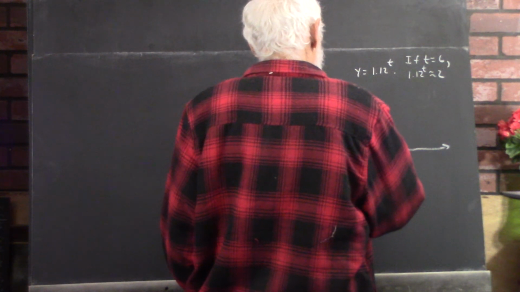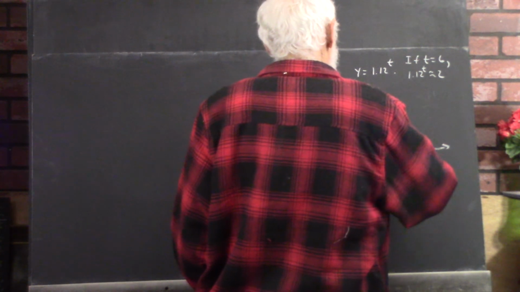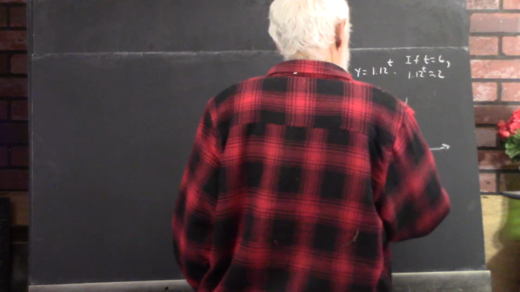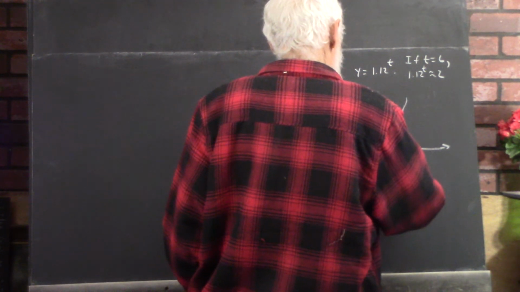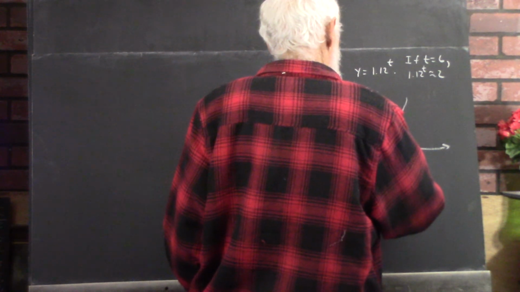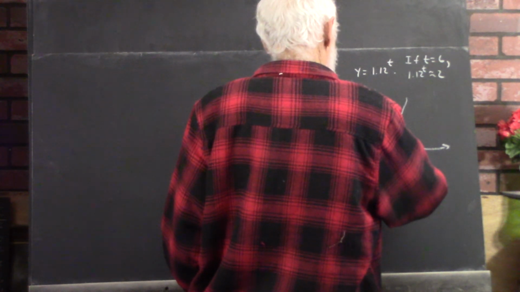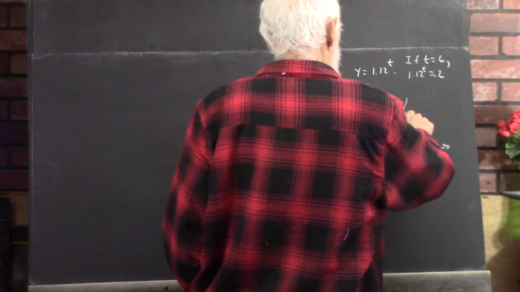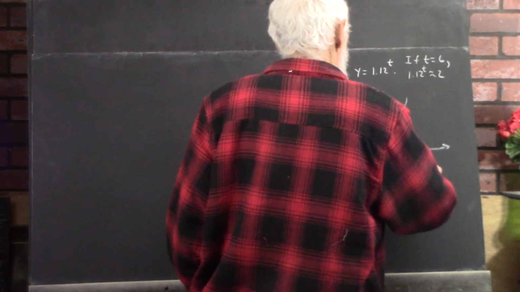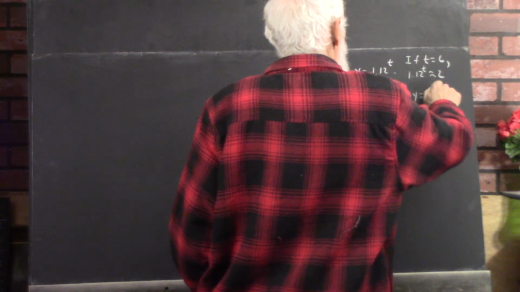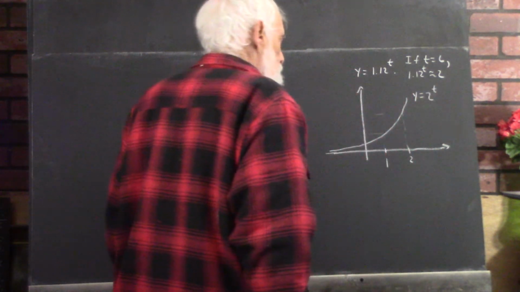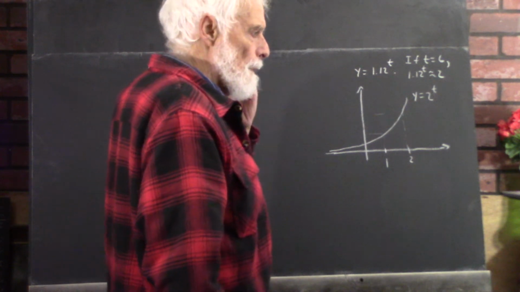So if I start with a graph of my basic exponential function, so let's see, here's 1, here's 2, so this would be 1, and then if I double that, I get up here. This would be 2. So this is y equals 2 to the t.